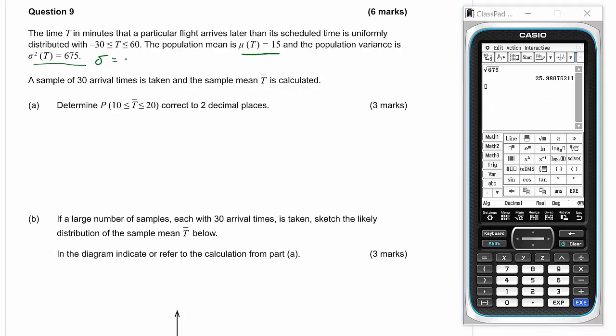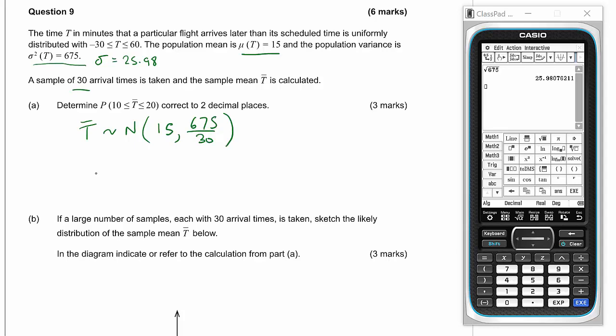So sigma is 25.98. A sample of 30 arrival times is taken and the sample mean is calculated. So note this key number 30. So what we can say is that we expect T bar to be normally distributed with a mean of 15 and a variance of 675 over 30.